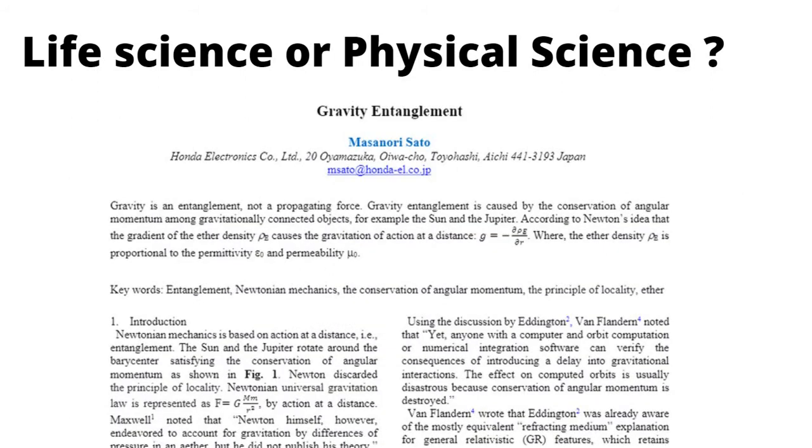How about this? By the way, it's a little noisy here. I'm in school. Gravity entanglement. So this is a theoretical physics kind of research. This is physical science. Yep.